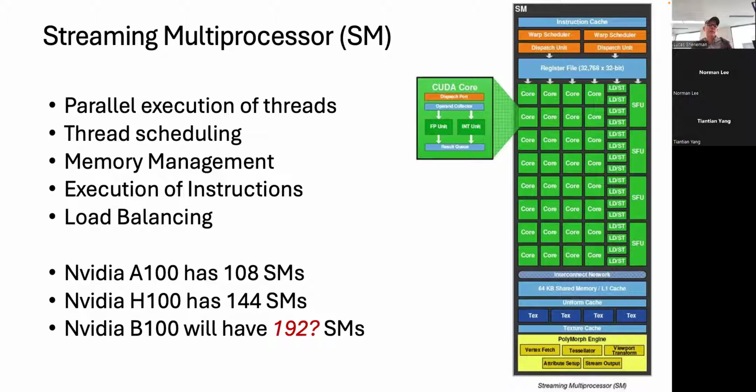An NVIDIA A100 has 108 of these streaming multiprocessors, and the H100 has 144. The B100, which was recently announced, we think will have about 192 of these streaming multiprocessors. So they're getting more and more of these over time.